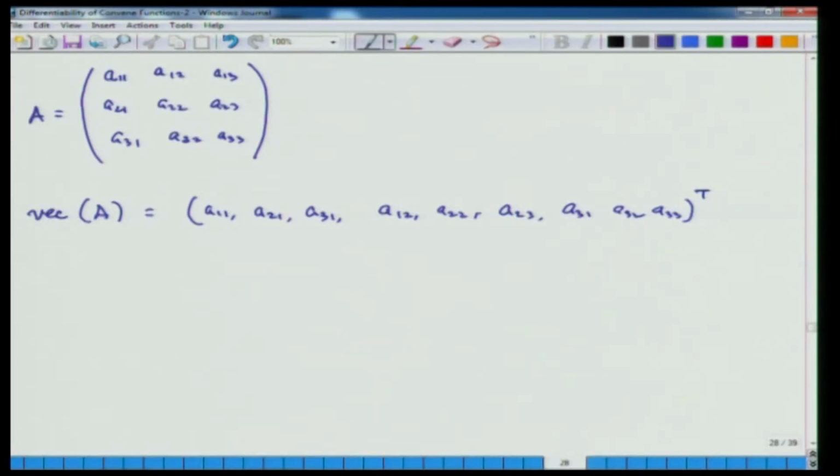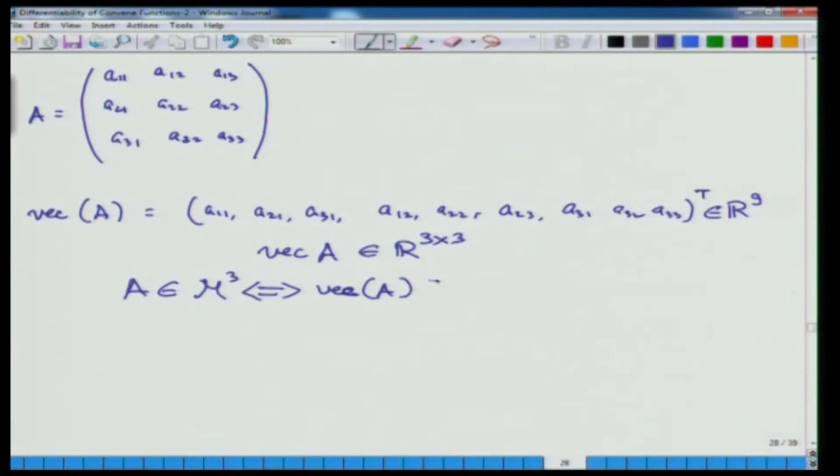So this is in R^9, which is R^(3×3). So I can write that Vec of A is an element of R^9. So A belongs to M3 if and only if Vec of A belongs to R^(3×3). So Mn is isomorphic to R^(n×n), where Mn is the set of n cross n matrices. This symbol in mathematics means isomorphic, structurally the same, that is, there is a bijection between them.